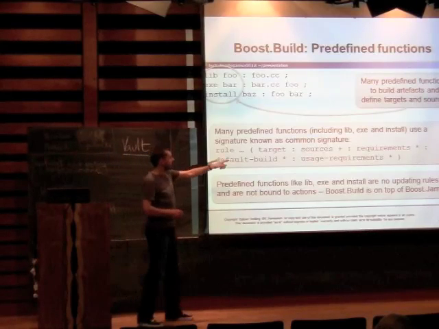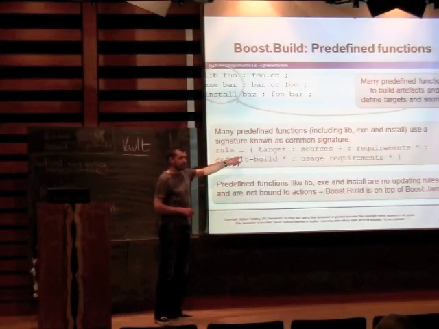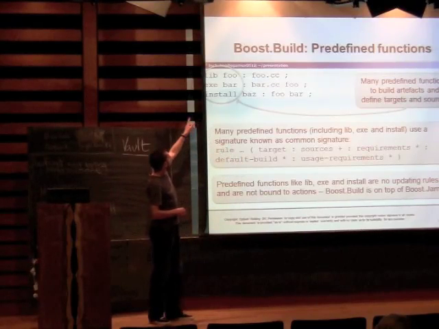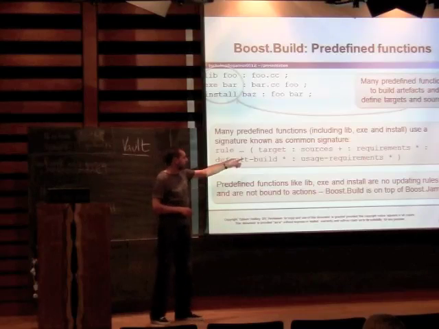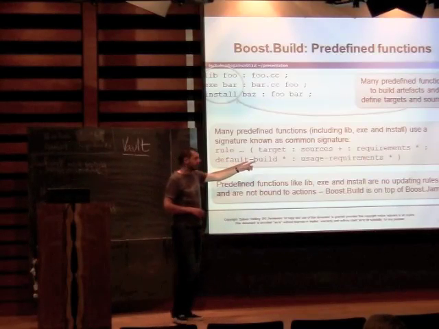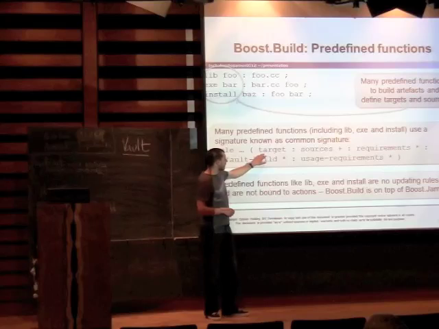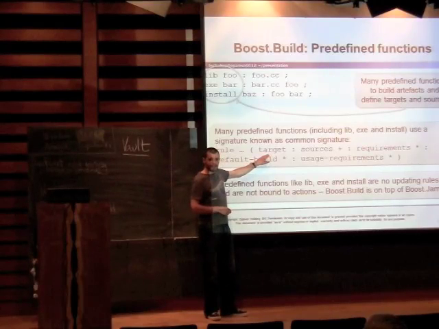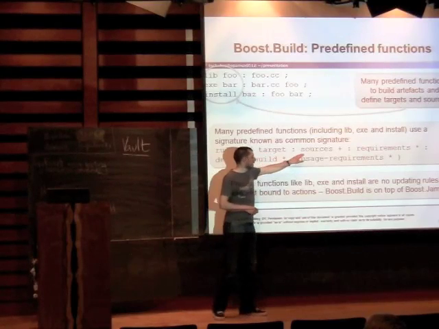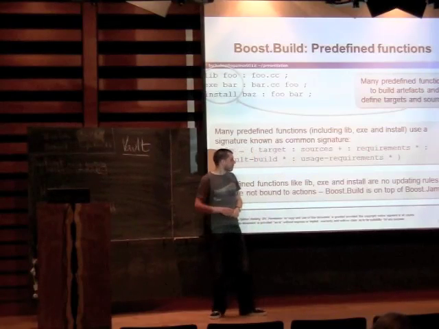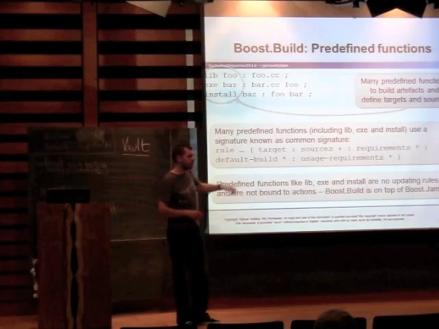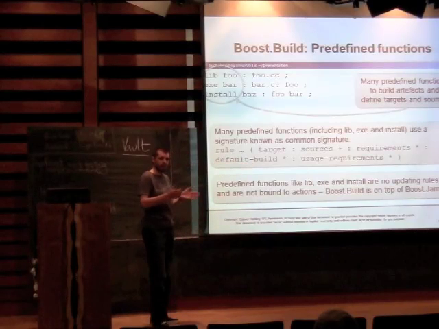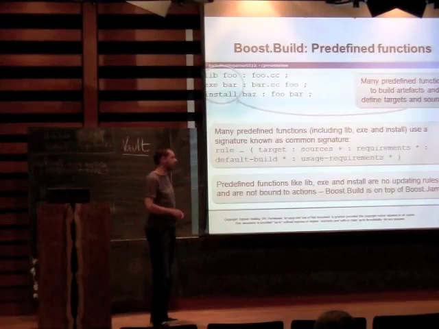Now this common signature looks like this. The first parameter is a target. So here, foo is a target for lib, bar is a target for exe, bar is a target for install. The second parameter are sources. You also see here that we can only pass a list with one item as a target. We can pass a list with as many sources as we like, but minimum one, plus means minimum one. Sources are files which should be used to build a target.